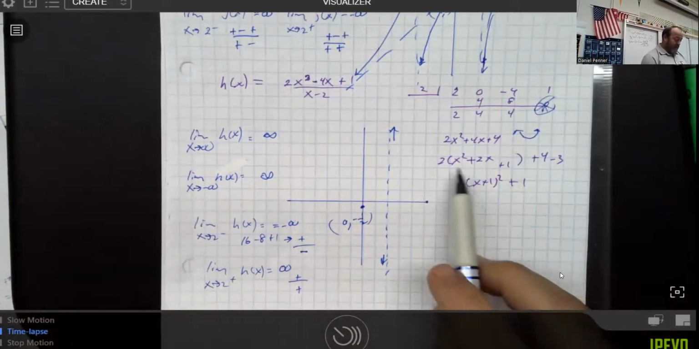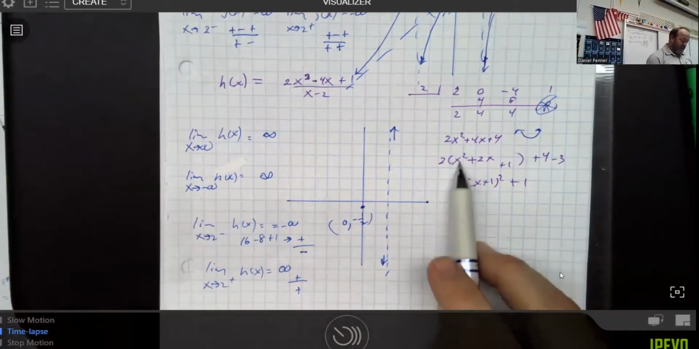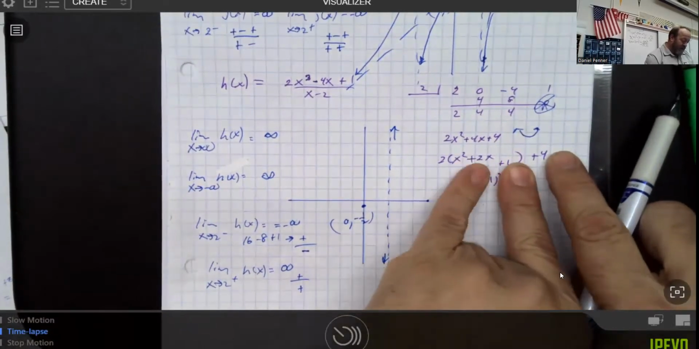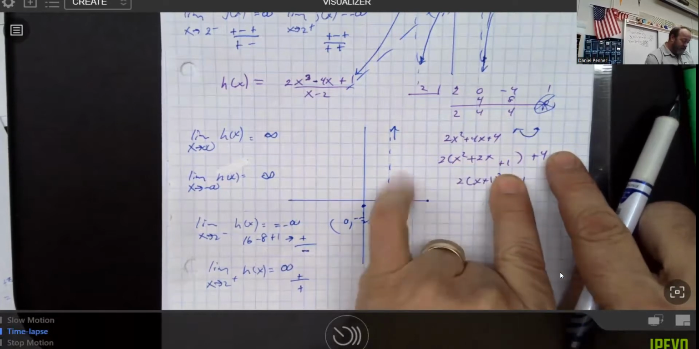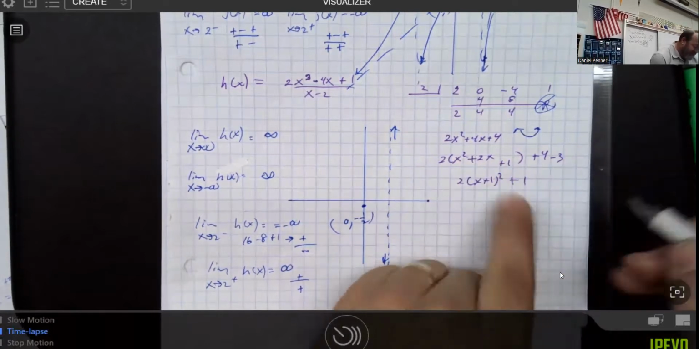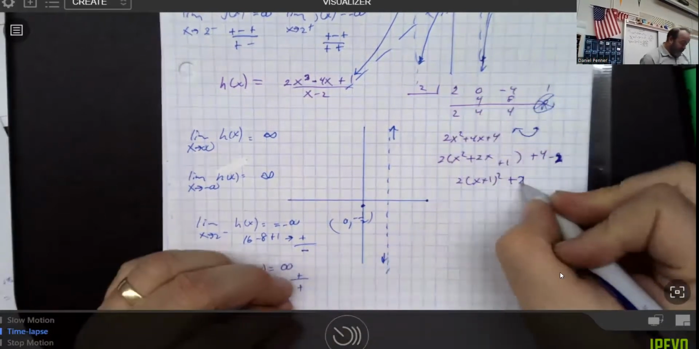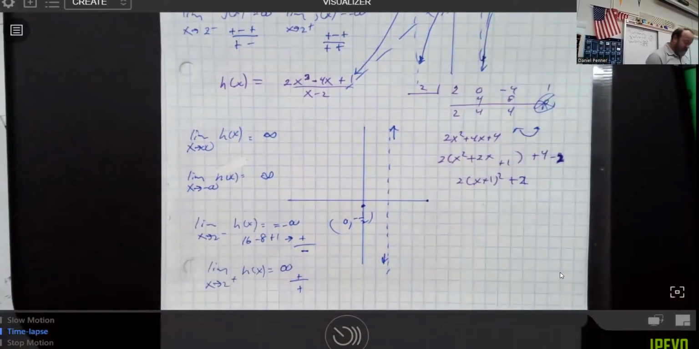I factored the 2 out, leaving x squared plus 2x. Then I cut this in half and squared it, and I got 1. And 2 times 1 is 2. So that left me with a -2. And so evidently I made a big boo-boo there. I just realized that I did, but I fixed it now.